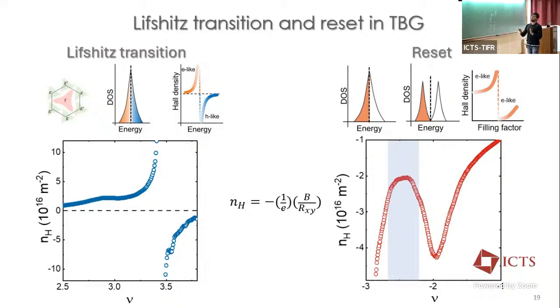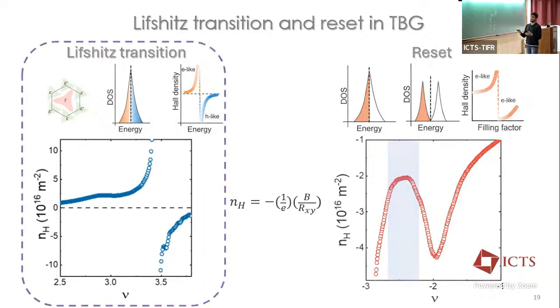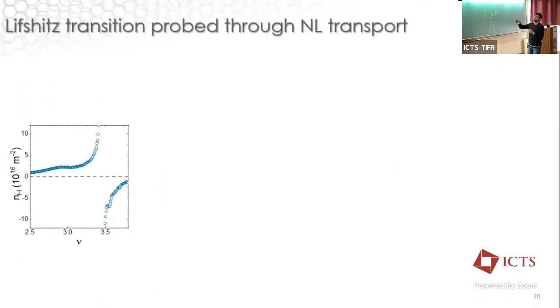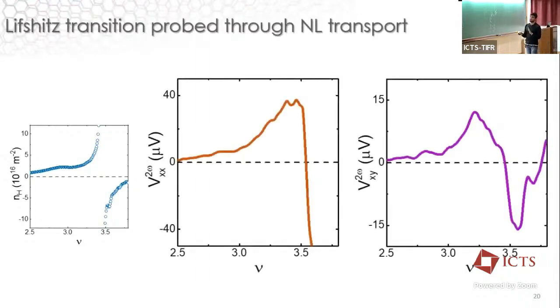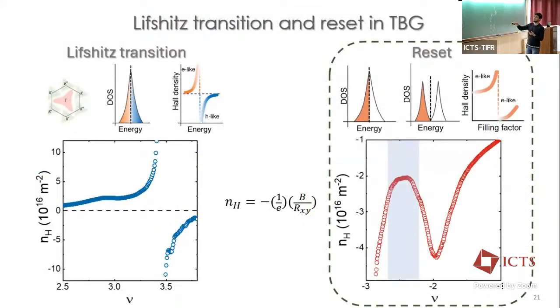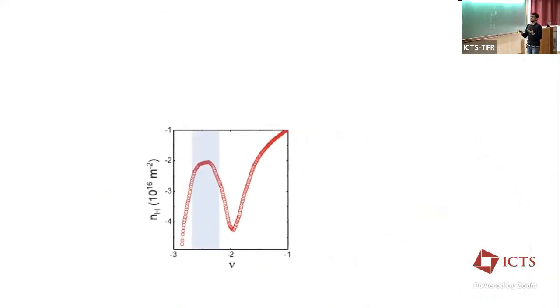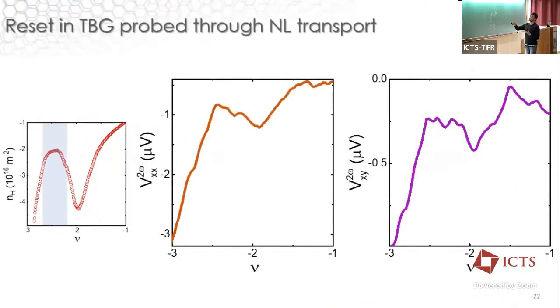What was interesting, first we will look at this Lifshitz transition. This is how it looks. And if you look at the exact same range in the nonlinear transport data without any magnetic field, we could see these sign changes in both the longitudinal and Hall 2 omega components. Secondly, if you look at this reset, which is close to nu equals -2, the nonlinear transport shows that exact same behavior. First it decreases and then it starts to increase again.